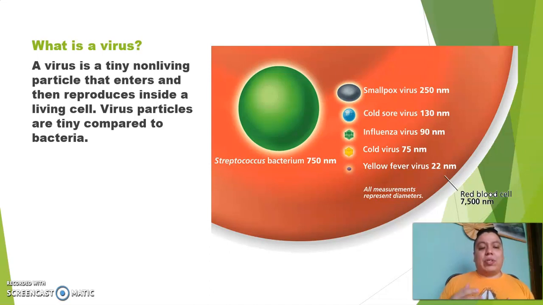Virus particles are tiny compared to bacteria. If we look over here, these are examples of different types of viruses. You have the smallpox virus, which is the biggest one in this example, and then you have the yellow fever virus, which is the smallest one in this example. This over here is a Streptococcus bacterium. It's a bacteria. And this red dot over here is a red blood cell. So as you can see, viruses are extremely, extremely small.